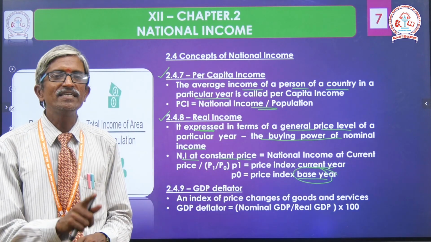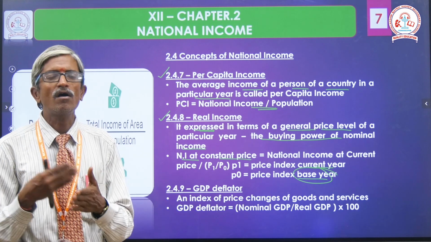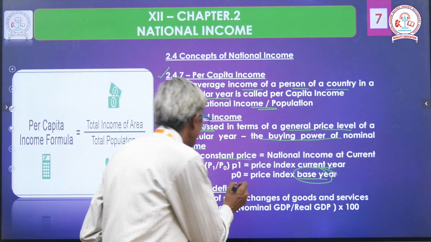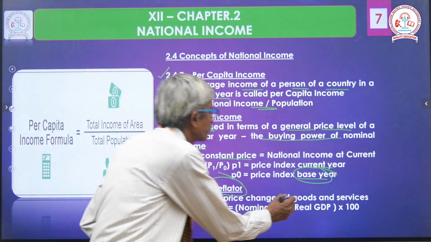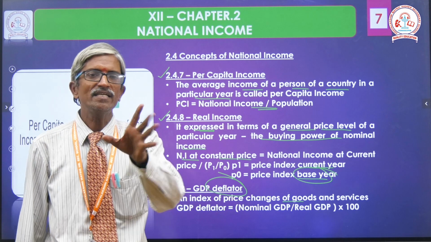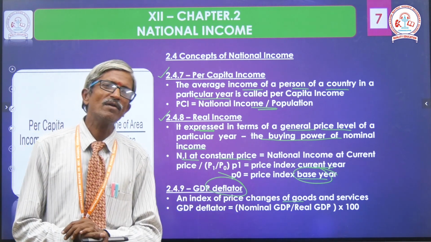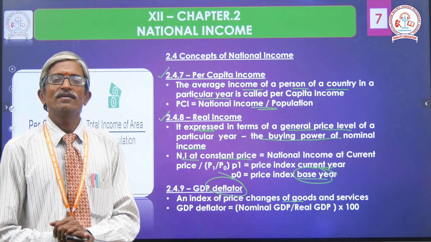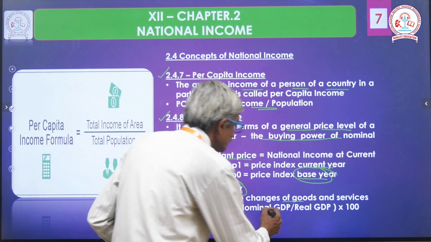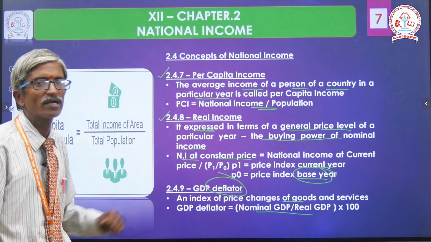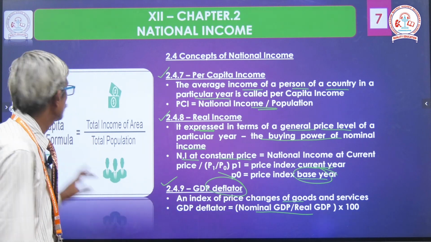Next one is GDP deflator. The GDP deflator is an index of price changes of goods and services. So what is the formula here? GDP deflator equals nominal GDP divided by real GDP into 100. It's a book back question, very simple question. GDP deflator is a book back question.